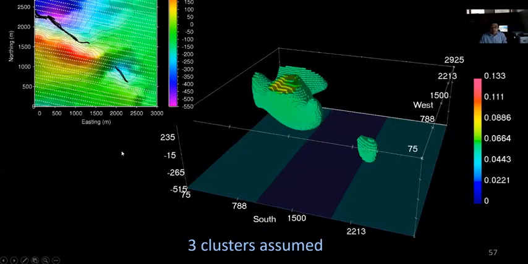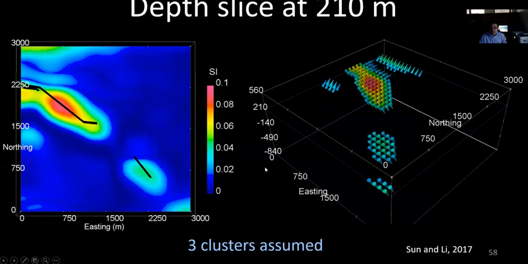So here is an application example. In this case, we have this airborne magnetic data, and we apply the magnetization cluster inversion to this set of data. This is the anomalous bodies we recovered in the 3D domain. Here the different colors represent the effective susceptibilities. In this case, I assume 3 clusters, and here is just a depth slice at, I think, a depth of 210 meters. The black outline indicates the location of the unknown bodies.